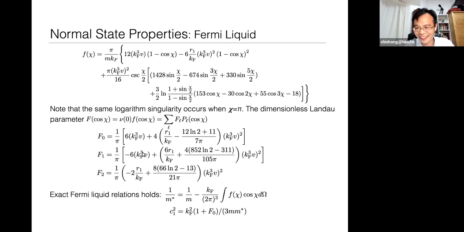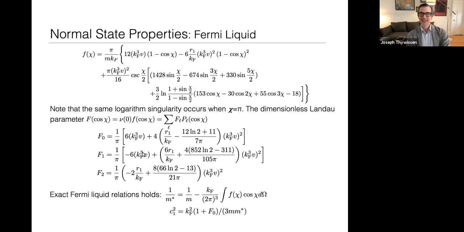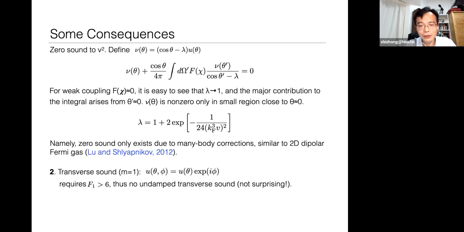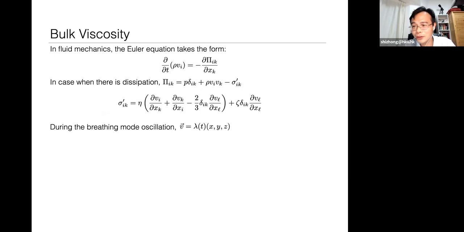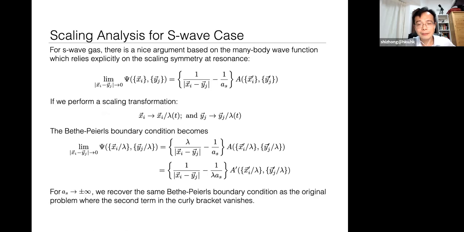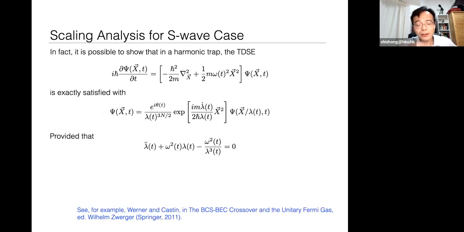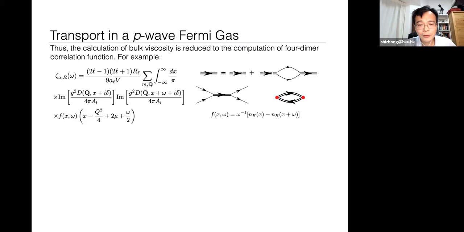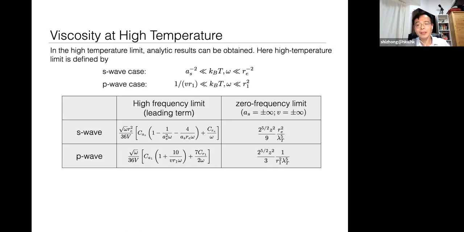Okay, so let me just skip this part. There's one consequence of the fact that F0 and F1 are both first order in V. So let me skip that. I do want to go to the part on the bulk viscosity, just to give you the punchlines. This part corresponds to the scaling and invariance of the system. But let me go to the final slides here.